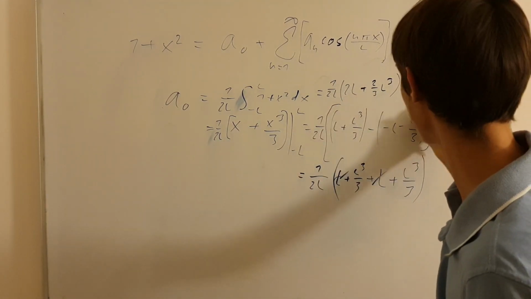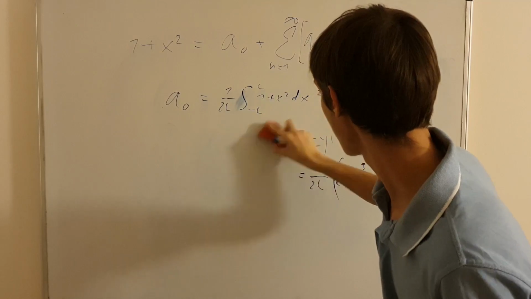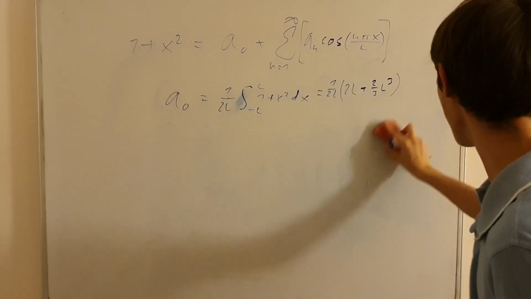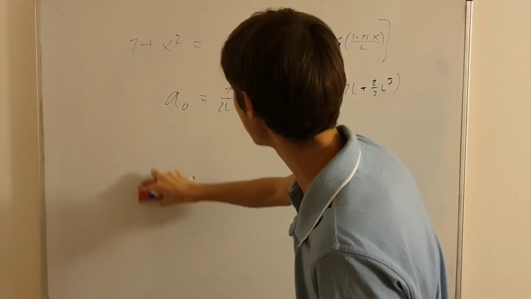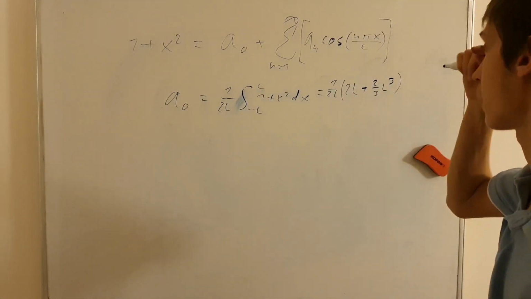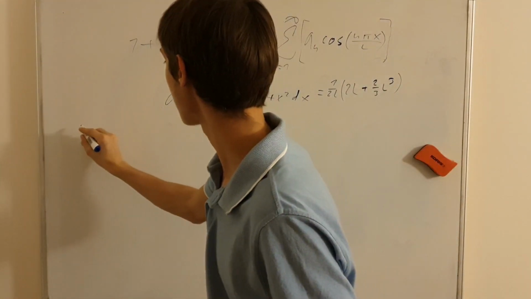So that is taken out of the way now. And now I can solve for A sub n. A sub n will be slightly different, and it will be slightly more complicated.